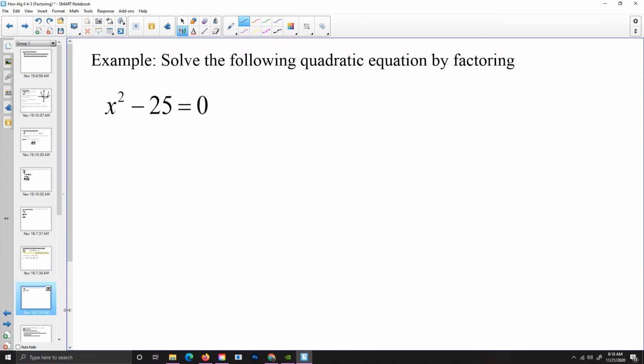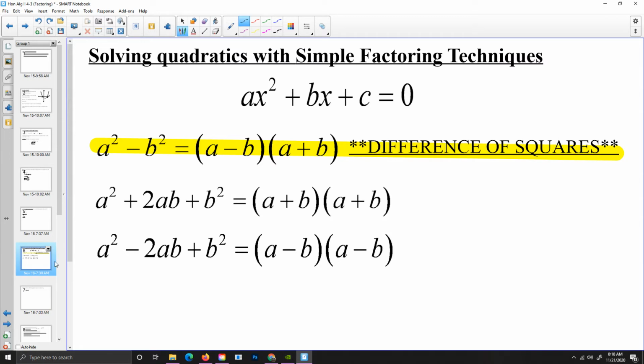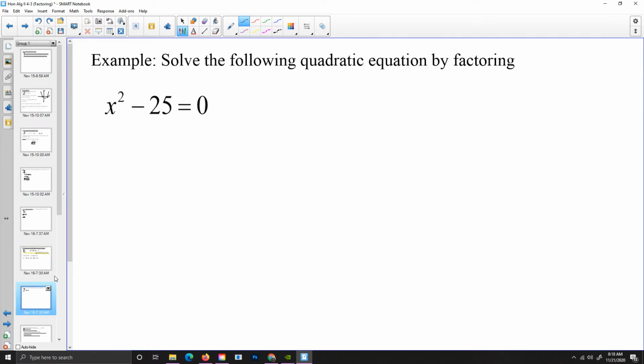Let's talk about solve the following quadratic by factoring. This is a little bit different than the last one in the fact that we have a quadratic term. We have no linear term, but we do have a constant term. Both x squared and 25 are perfect squares, so this does in fact match this particular form.